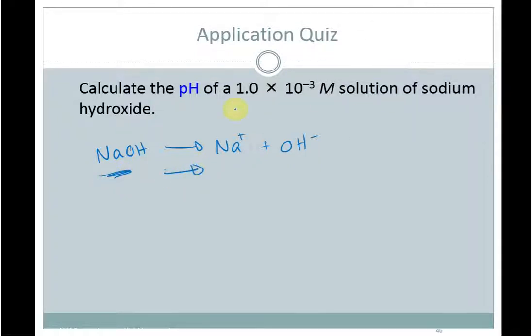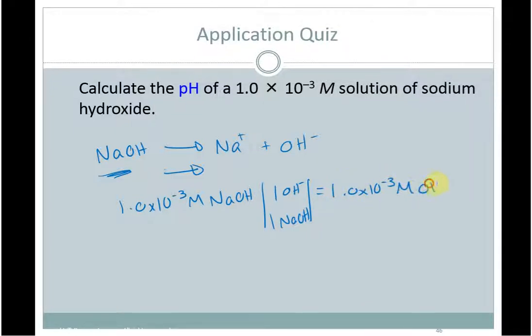So whatever we start with, 1.0 times 10 to the minus 3 molar NaOH. There's a 1-to-1 ratio of NaOH to 1 sodium. Oh, we're looking for hydroxide, I'm sorry. To 1 hydroxide. So it's 1.0 times 10 to the minus 3 molar OH minus.